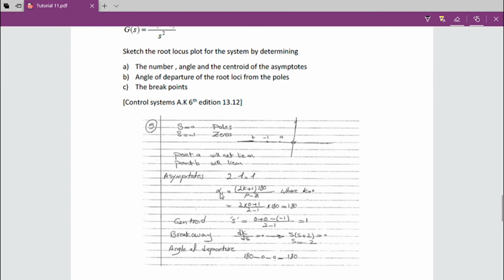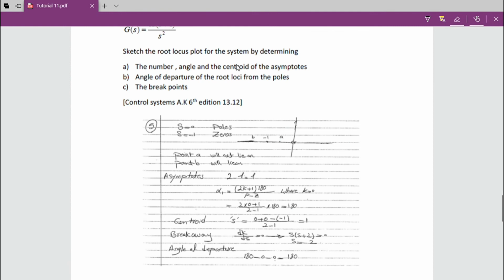So finding the angle of the asymptote, that is (2k plus 1) times 180 degrees upon the number of poles minus the number of zeros, right? Taking k equal to 0, that would be (2 times 0 plus 1) upon (2 minus 1) times 180 degrees. So that would be 180 upon 1, which is equal to 180, right? So that will be your angle of the asymptote.